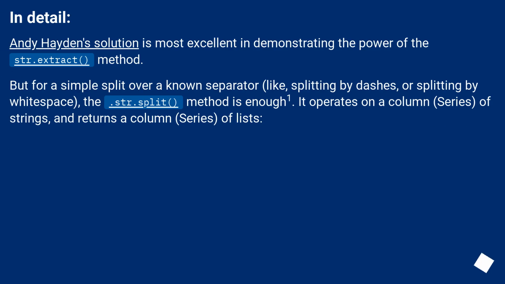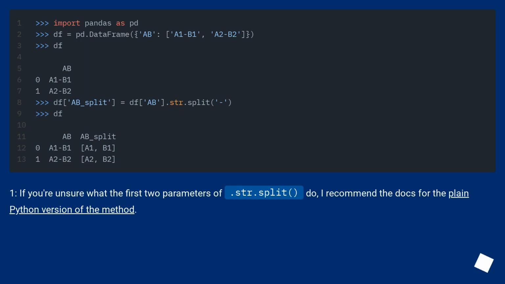In detail, Andy Hayden's solution is most excellent in demonstrating the power of the str.extract method. But for a simple split over a known separator, like splitting by dashes or splitting by whitespace, the .str.split method is enough. It operates on a column, a series, of strings, and returns a column, a series, of lists. If you're unsure what the first two parameters of .str.split do, I recommend the docs for the plain Python version of the method.